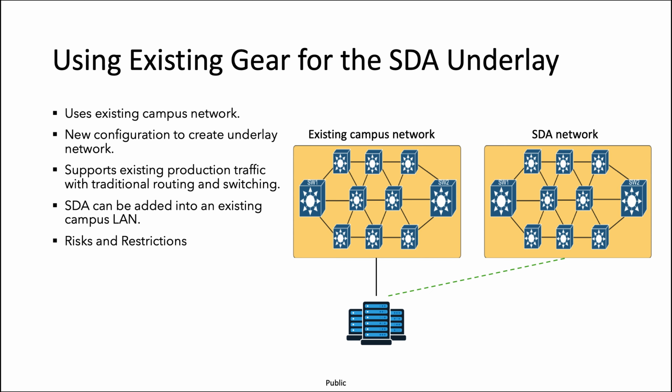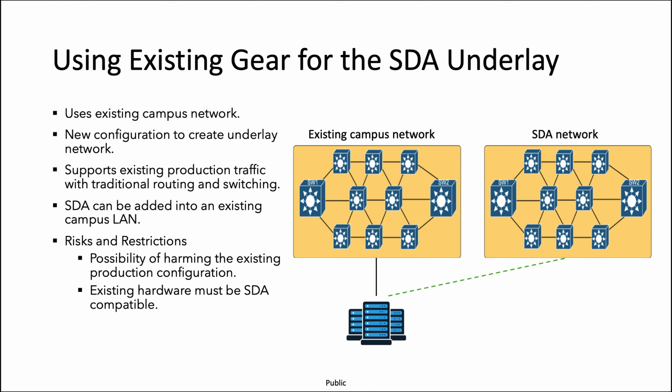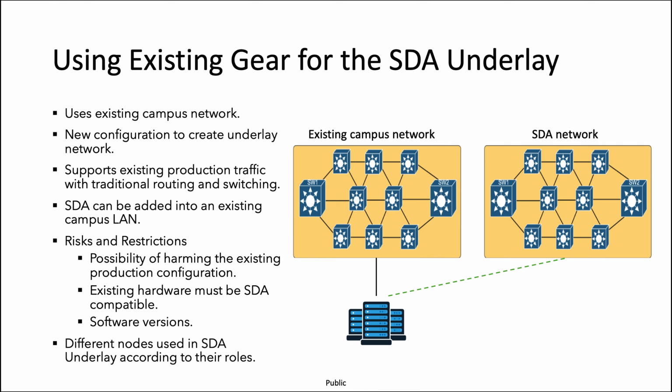SDA can be added into the existing campus LAN, but doing so has some risk and restrictions. Because of the possibility of harming the existing production configuration, DNA center should not be used to configure the underlay if the devices are currently used in production. The existing hardware must be SDA compatible, with different models supporting different SDA roles. The device software level must meet the requirement based on their roles. The SDA underlay configuration requires you to think about and choose the different SDA roles filled by each device before you can decide which device to use.